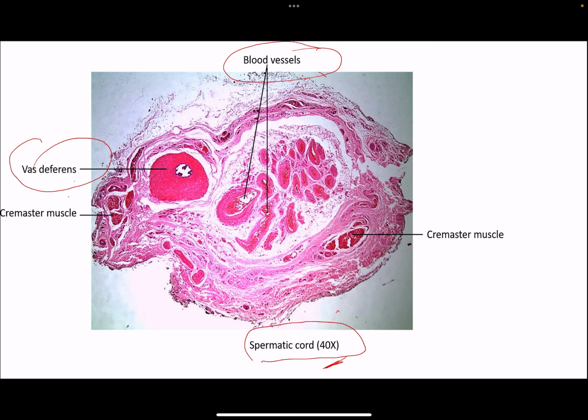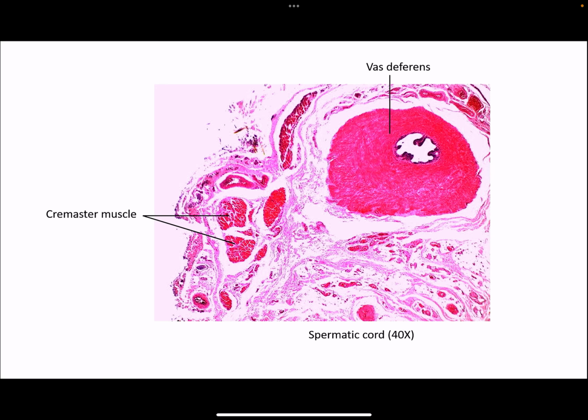While that pampiniform plexus, that network of blood vessels, helps to regulate testicular temperature by cooling arterial blood before it reaches the testicles. Then there are muscles, cremaster muscles, around the spermatic cord. It's enlarging the vas deferens, muscles, and there is a lumen.